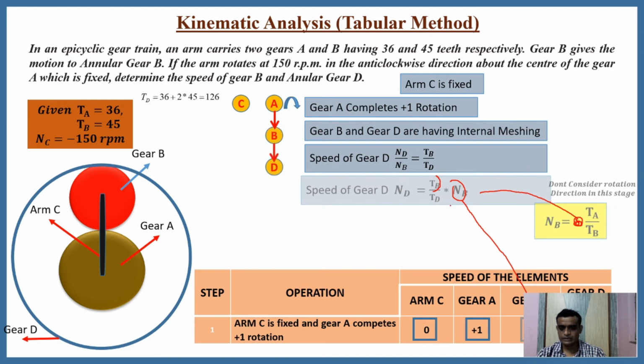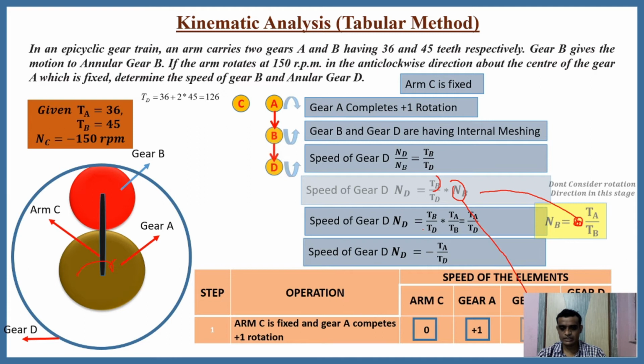Again, by putting this value, now concentrate on the direction. Now this arm A, which completes the +1 rotation, is clockwise. This rotates in the anti-clockwise direction. When there is internal meshing, both the meshed gears rotate in the same direction. This is clockwise, this is anti-clockwise, and gear D also rotates in the anti-clockwise direction. That's why here you need to consider ND is equal to minus TA upon TD.